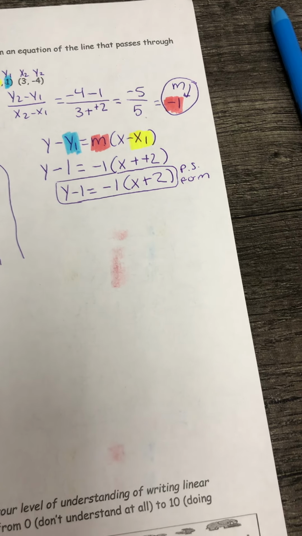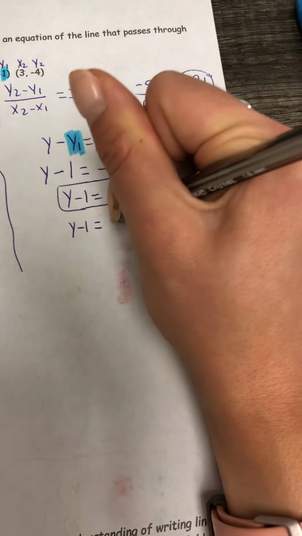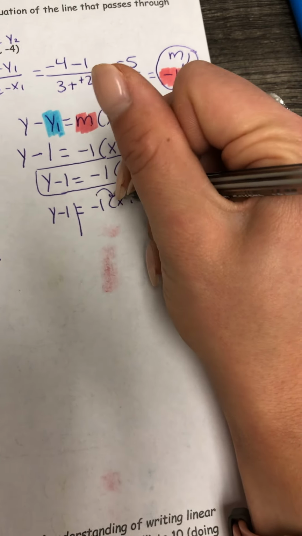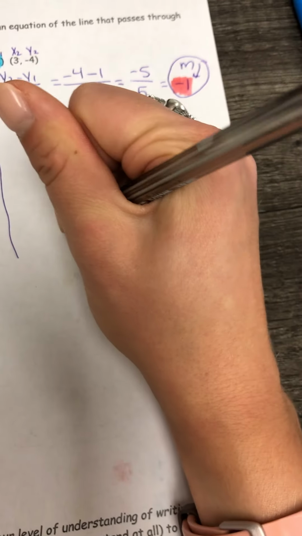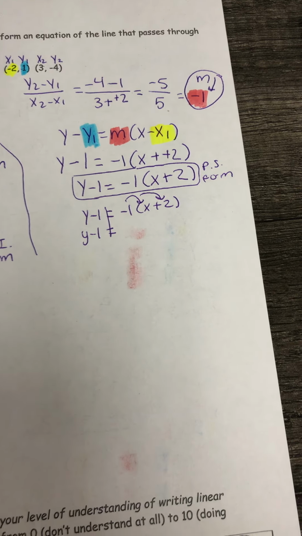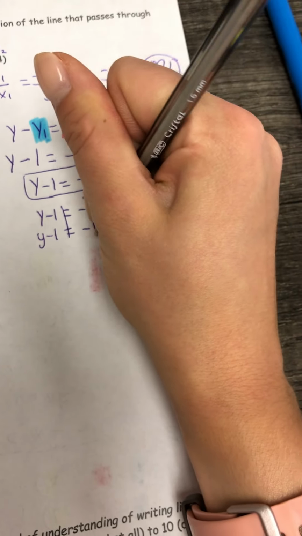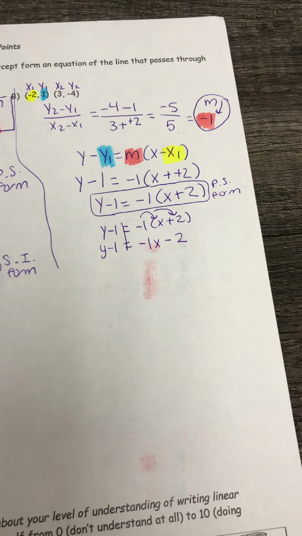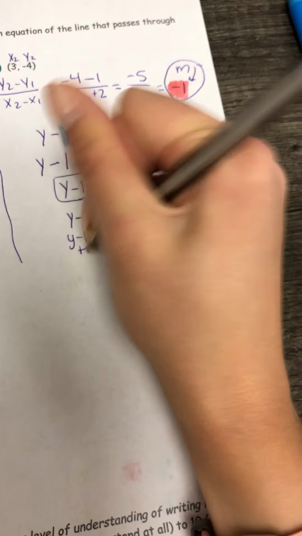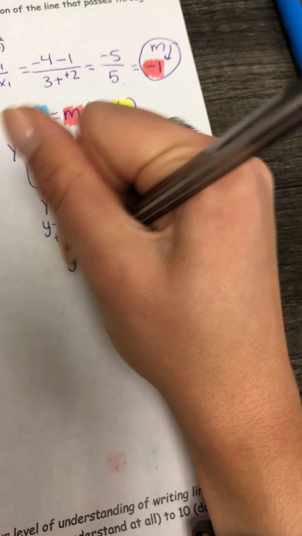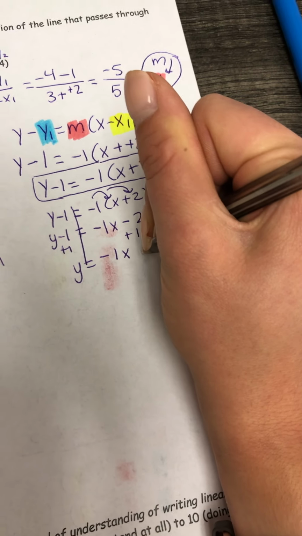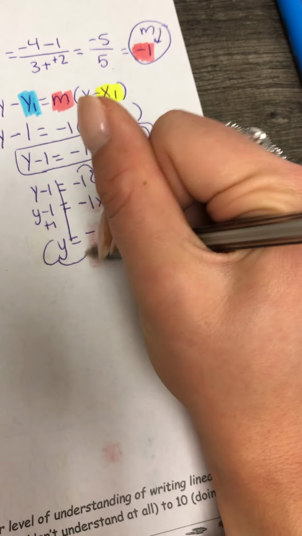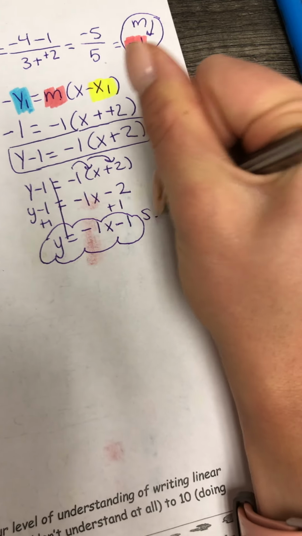Okay, now I do need it in slope-intercept form, so I'm going to rewrite this equation and solve for y. I need to distribute that -1. So the left side stays the same. -1 times x is -1x. -1 times 2 is -2. I want y all by itself, so I need to add 1 to both sides. I get y is equal to -1x minus 1. -2 plus 1 is still -1. So this would be slope-intercept form.